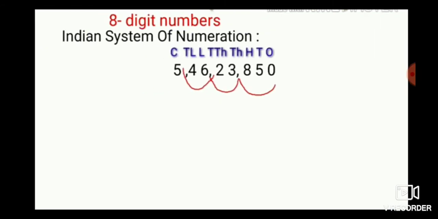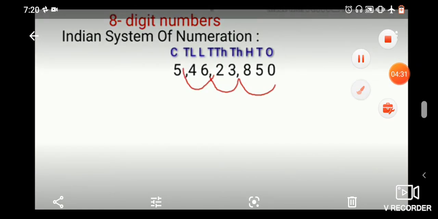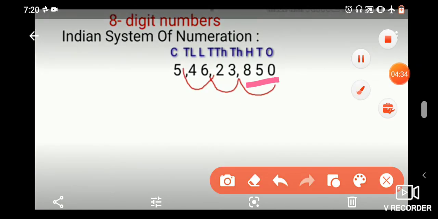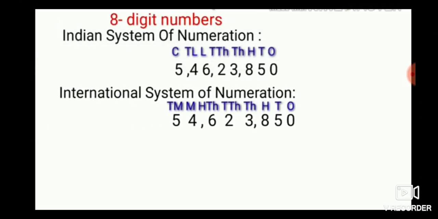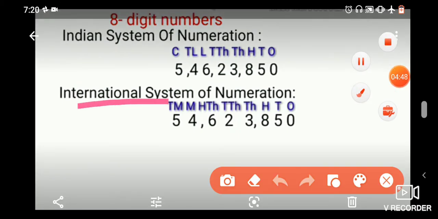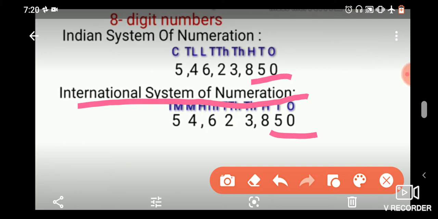Let us see the 8-digit numbers as usual. Whether the numbers are taken in the Indian or international system, after the first 3 digits there will be a comma. But from the second comma onwards, in the Indian system there will be 2 digits, and in the international system there will be 3 digits. Let us see the international system here. In the international system, there will be the first 3 digits. Here also the first 3 digits. But in the Indian system there is 1 comma after 2 digits, and here after 3 digits another comma is there, and so on.